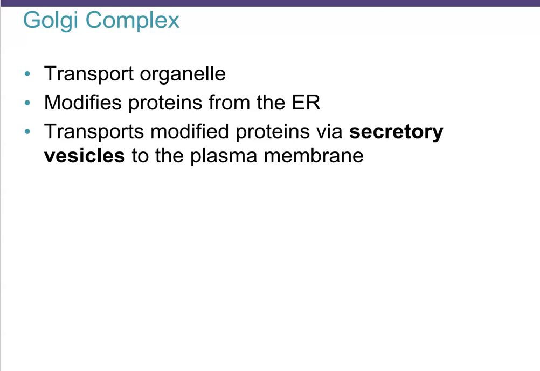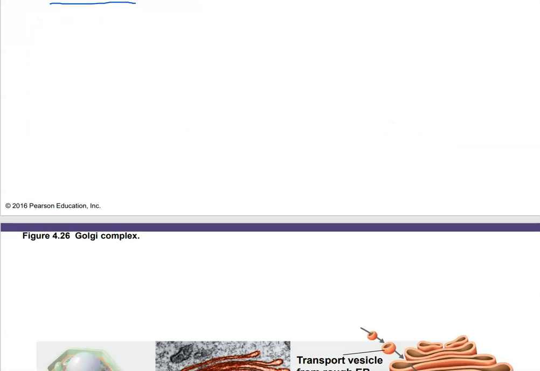So we're getting the almost finished proteins from the endoplasmic reticulum. They hand it over to the Golgi complex, and then the Golgi will do final modifications and then package these proteins up in these secretory vesicles and then either ship them to the plasma membrane or ship them within the cell wherever they need to go.